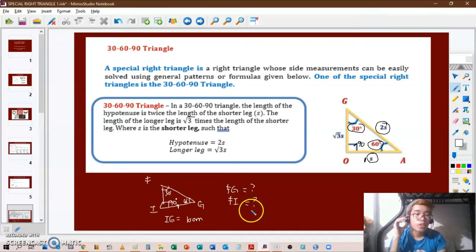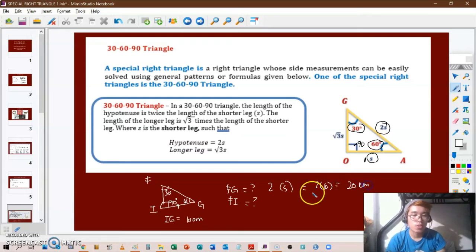Using the special right triangle theorem for the 30, 60, 90 triangle, FG is equal to 2 times S, and S is equal to 10, the value of IG. So 2 times 10 simply gives you 20 centimeters. And FI will be square root of 3 times S, and again the value of S is 10, so that gives us square root of 3 multiplied by 10.